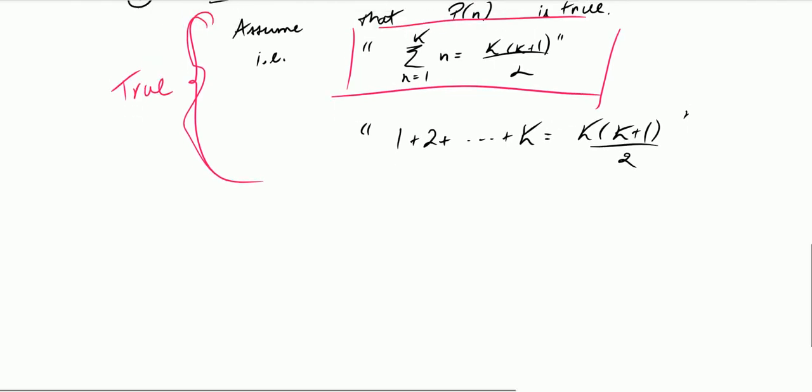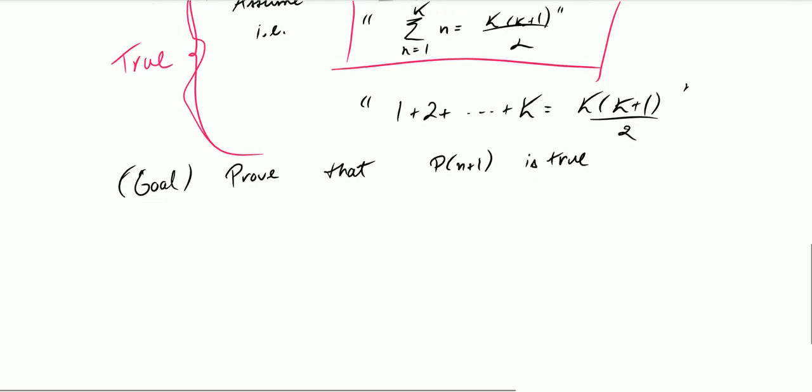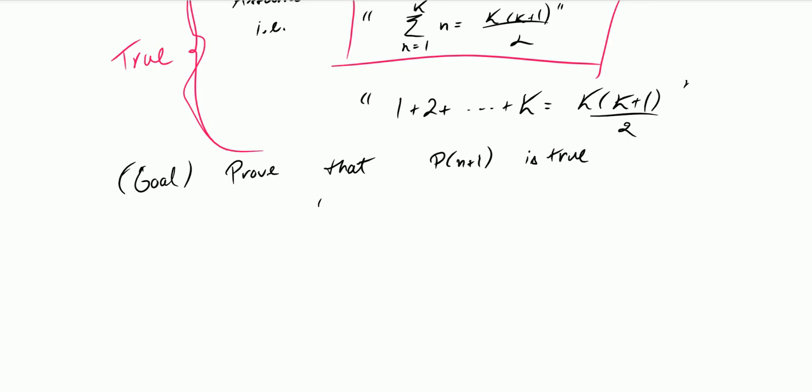Now, after assuming that this is true, what I want to do is prove, so this is my goal, that Pn plus 1 is true. So basically, what I want to do is show that the sum of n for n equals 1 to k plus 1 of n satisfies the statement.